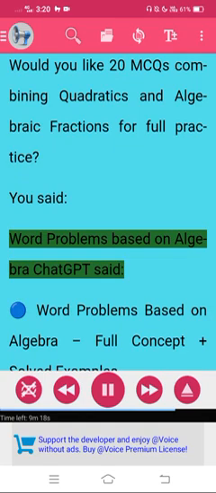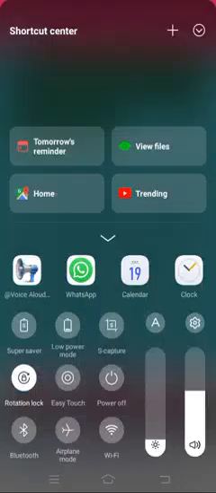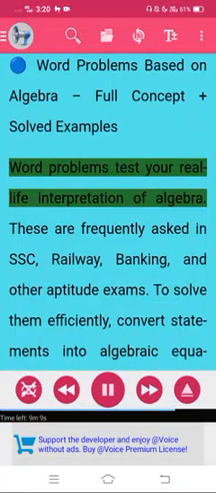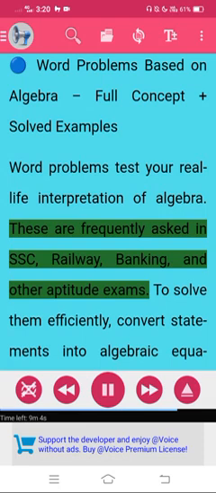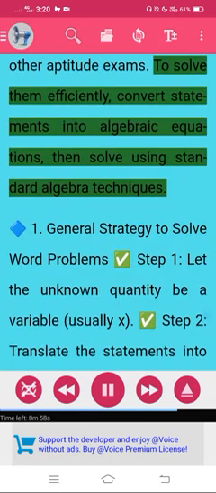Word problems based on algebra. Full concept plus solved examples. Word problems test your real-life interpretation of algebra. These are frequently asked in SSC, railway, banking, and other aptitude exams. To solve them efficiently, convert statements into algebraic equations, then solve using standard algebra techniques.